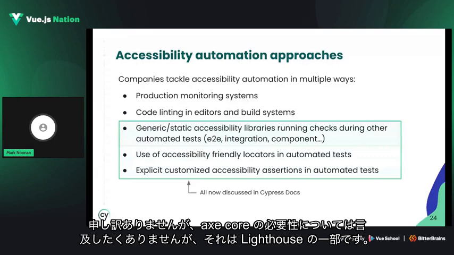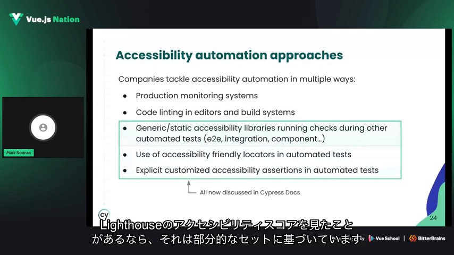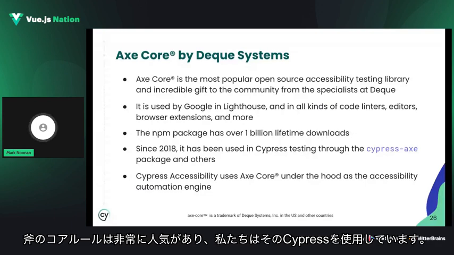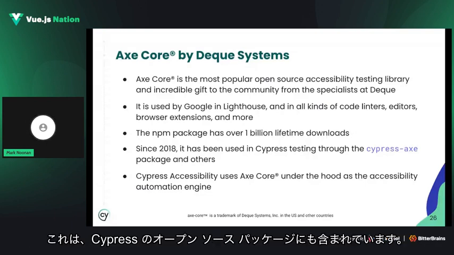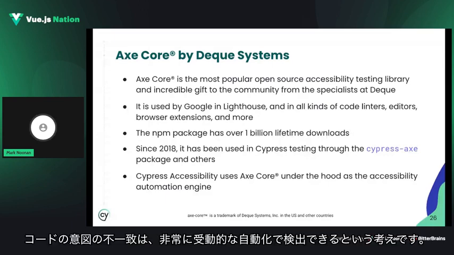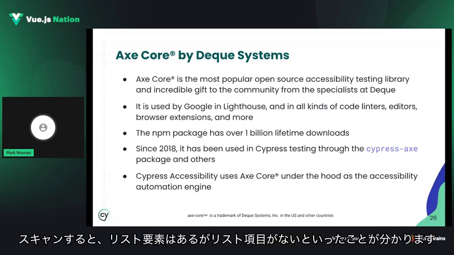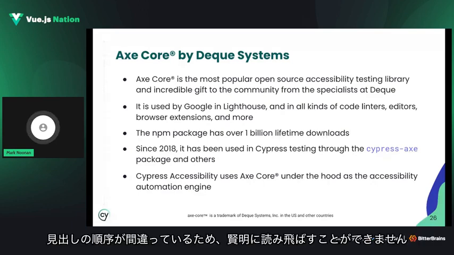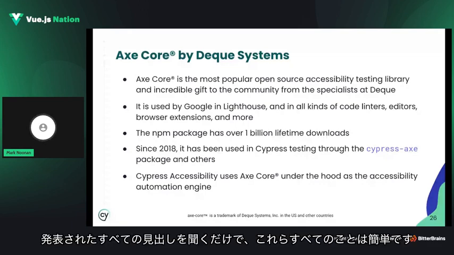We're kind of short on time, so I don't want to spend too much in the weeds of Axe Core, but it is part of Lighthouse. If you've ever seen an accessibility score from Lighthouse, that's based on a partial set of Axe Core rules. It's very popular. We use it at Cypress. It's also in a bunch of Cypress open source packages. And the idea is that a mismatch of code and content can be detected in a very passive automated scan, because we can see things like you have a list element, but there are no list items inside it. There are other random children. We've got headings that are in the wrong order for someone to intelligently skim through a page when just listening to all the headings announced. There are all these types of things that are easy to detect.